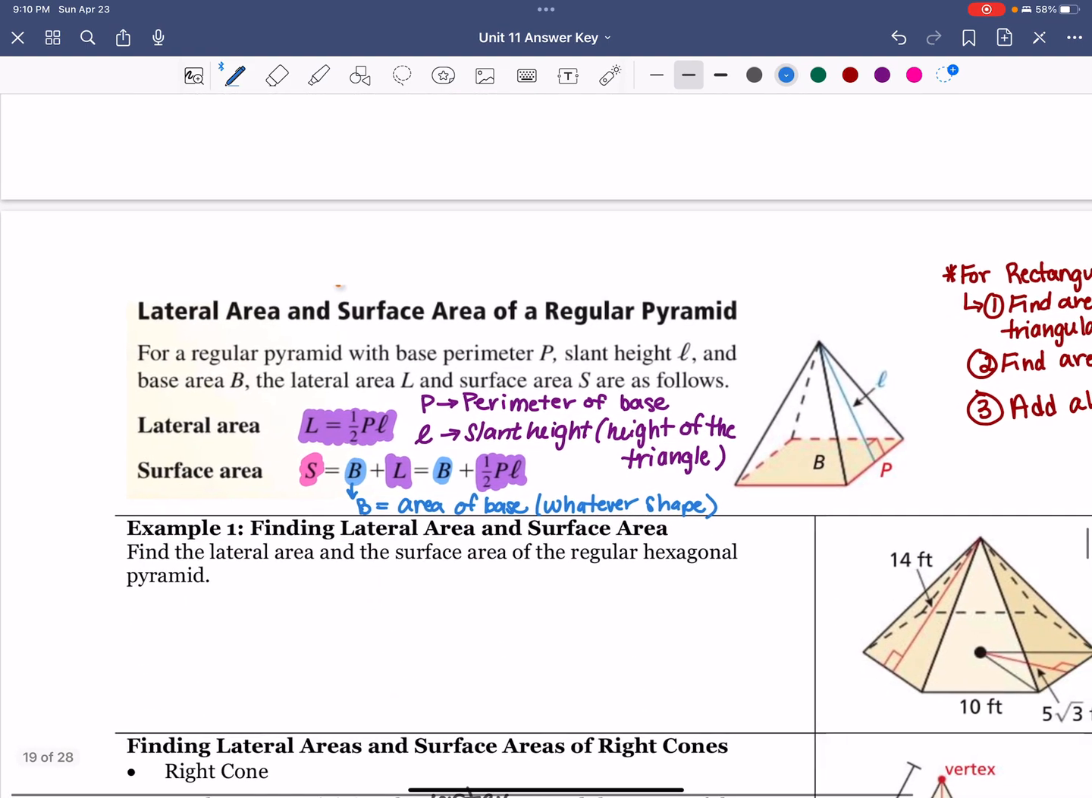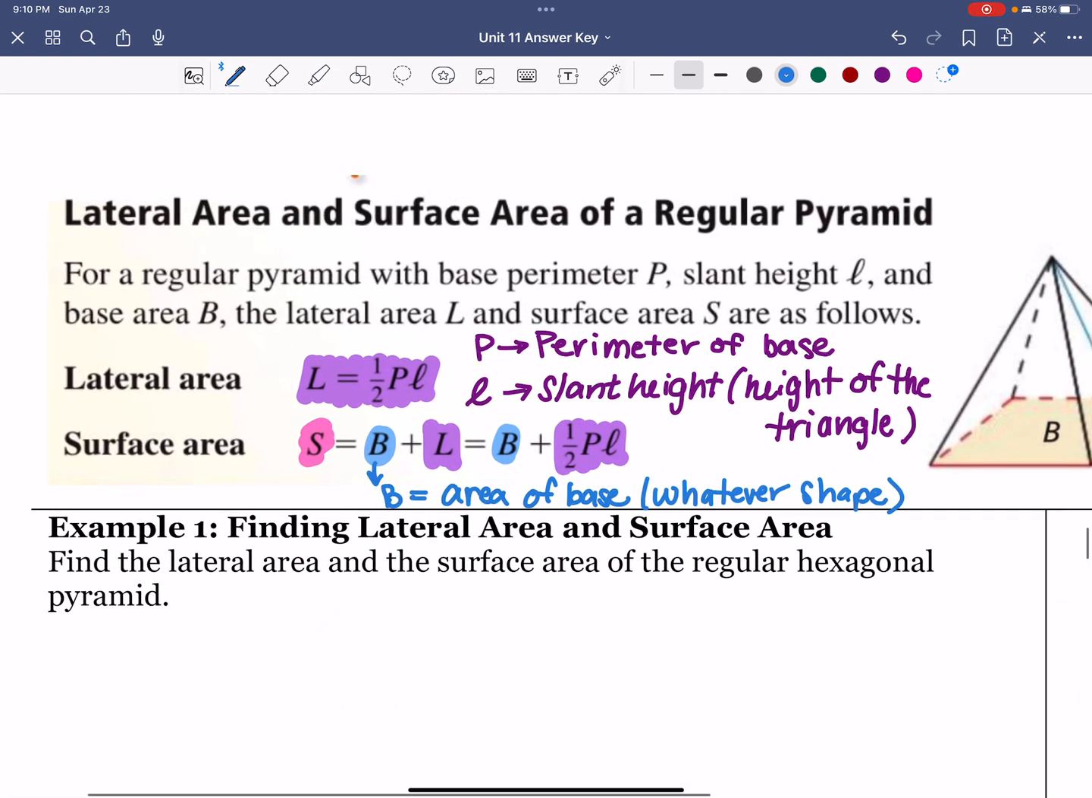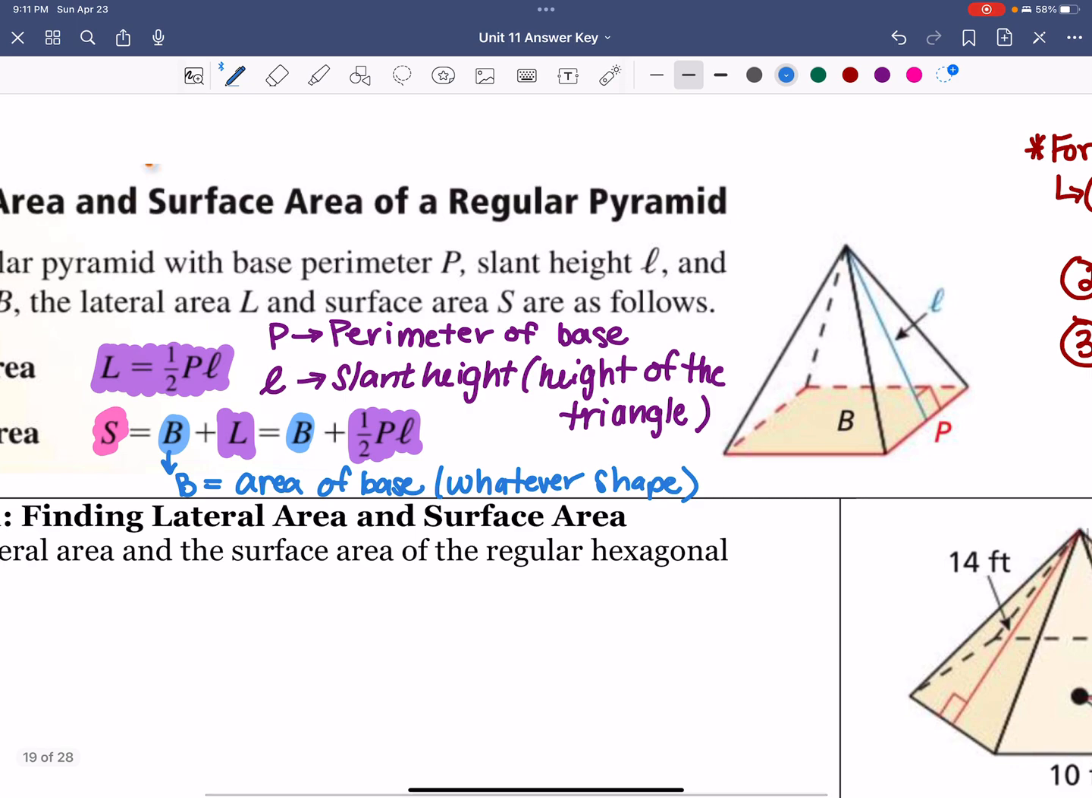So come down here, and I've got this lovely picture. For a regular pyramid, the base perimeter P, slant height L, and base area B, the lateral area L and the surface area S are as follows. So I have lateral area is 1/2 the perimeter of the base times the slant height. And here in the picture you'll see my slant height is going to be the height of this lovely lateral face.